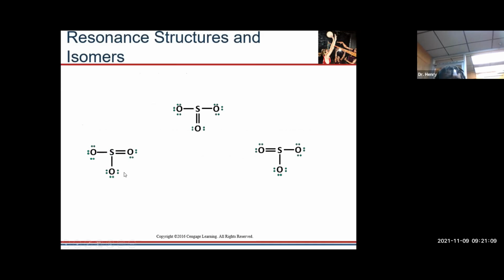Okay, so when we talk about resonance structures, these are examples of resonance structures where we're just moving the double bond from one oxygen to another oxygen. And so these are three independent resonance structures of each other.